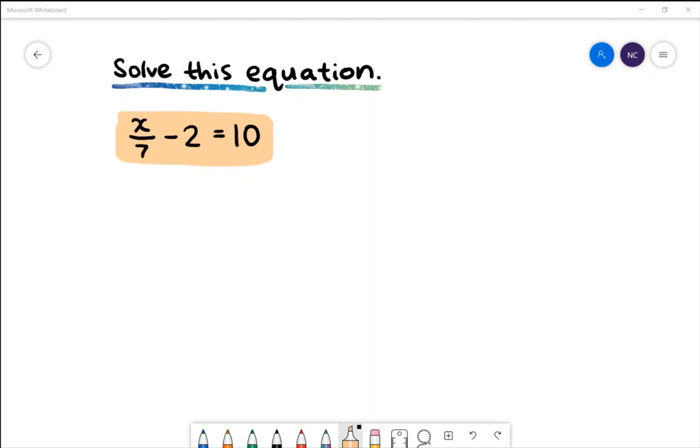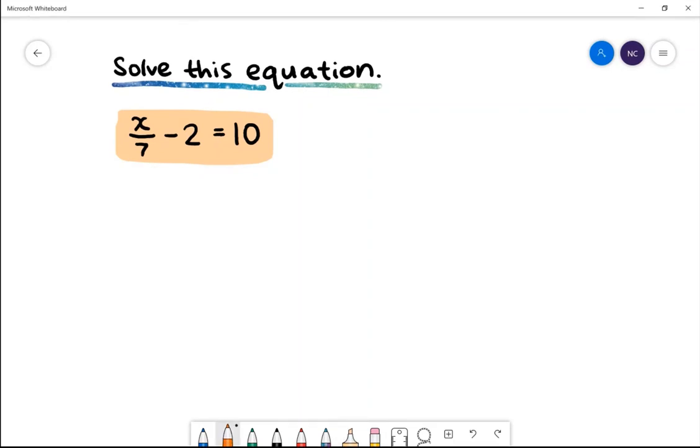x divided by 7 subtract 2 equals 10. We want to get x divided by 7 by itself, so we need to get rid of the -2. To do that, we'll do the inverse, which will be +2. We'll do it to the left-hand side as well as the right-hand side. So on the left-hand side, we'll have just x divided by 7 there. The -2 plus 2 cancels each other out, and we'll have 10 plus 2 on the right-hand side, which will give us 12.